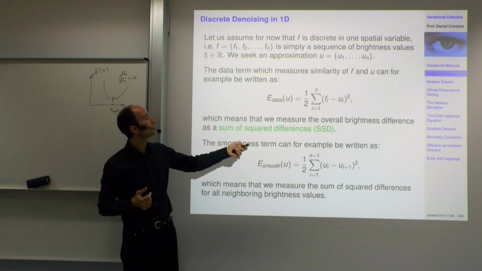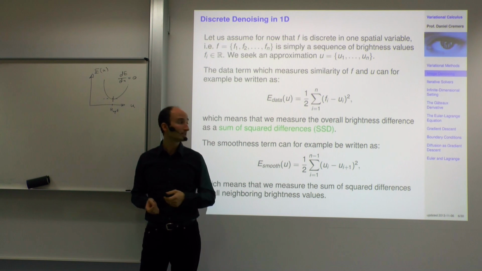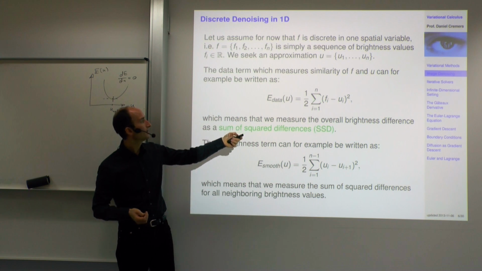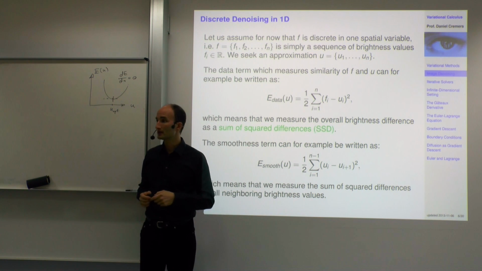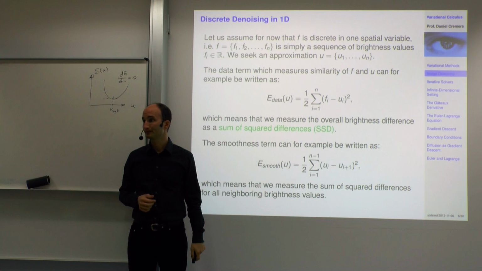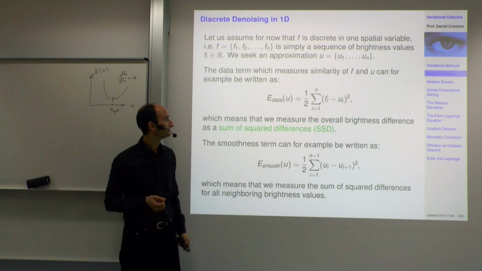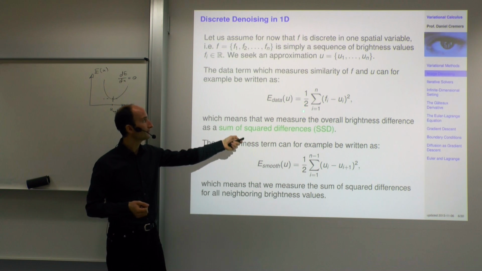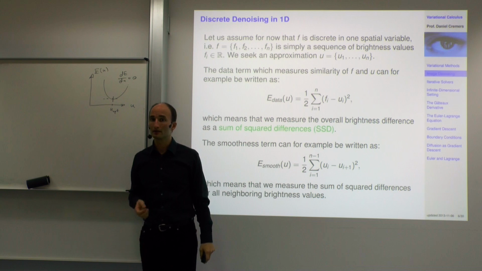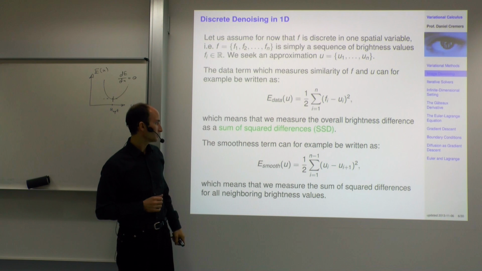Now I said we want u to be similar to f. There are infinitely many ways to measure similarity. The most popular one is this one. It basically says minimize the sum of squared differences. Find a function u that is similar to f at every pixel i, and similar in the least squares sense, if you want. There is a factor 1/2 here. This is just by convention. It doesn't really matter. Constant factors are not important, really. But we'll see in a second why there is a 1/2.